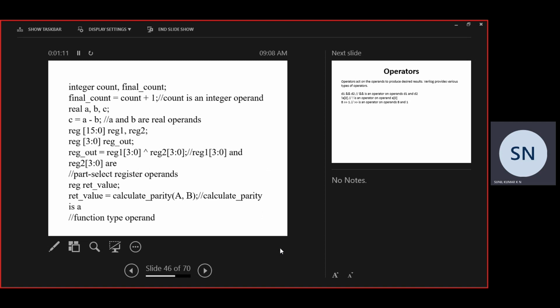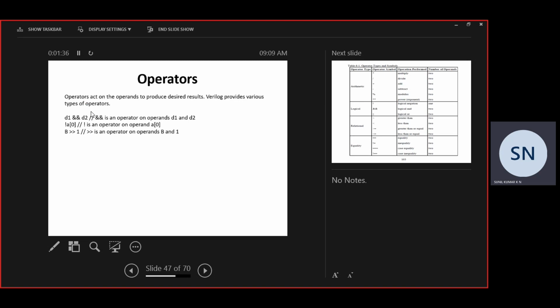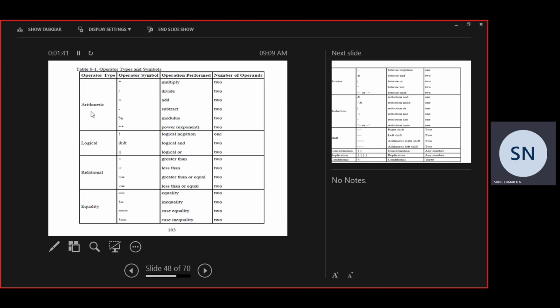The operands can be of any data type. It can be integer type, real, time, or floating. There is an integer, register type, or it can be real. Many data types which we have studied, it can be any one of these types. You can see here some of the examples which we have taken for the operands. Once the operand is done, you can see the different operators that are specified for the data flow operation.